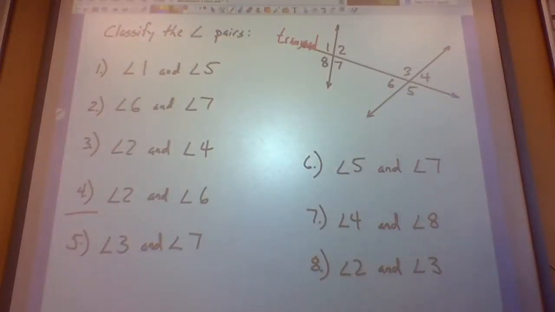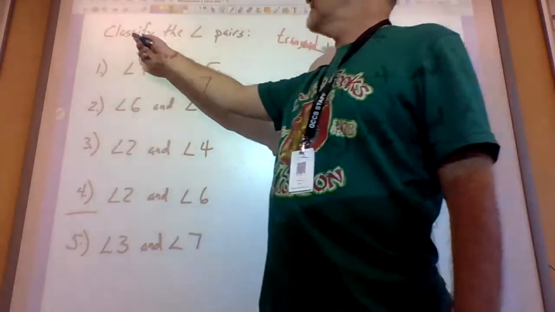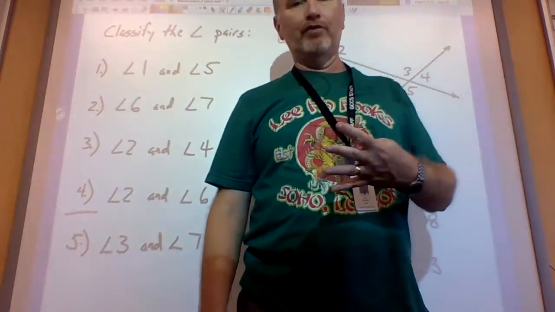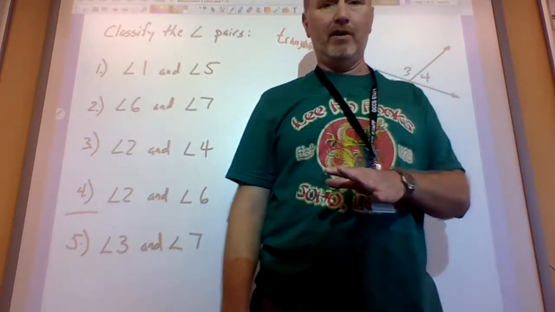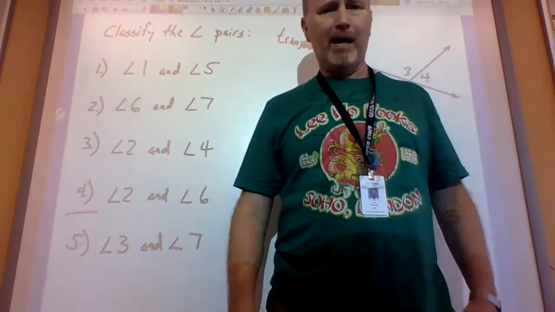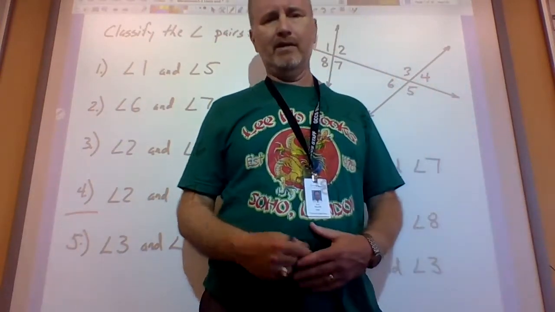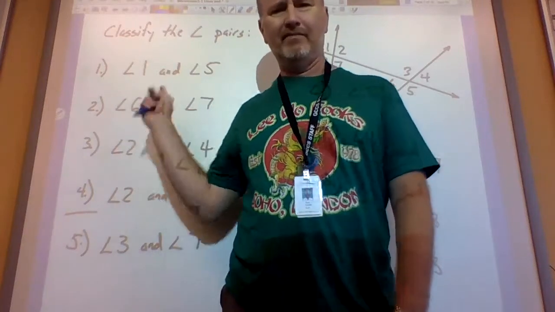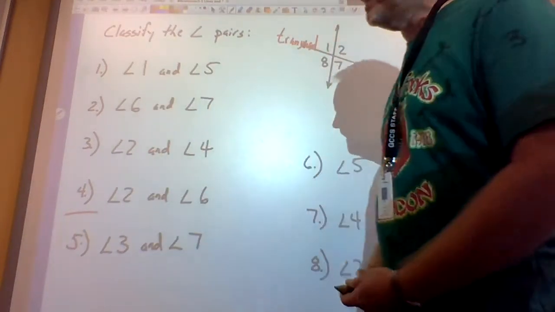All right, so first off, we're classifying the angle pairs. So which one of those 4 relationships that we just learned are these? I don't think I went back. Maybe on some of the other questions I might have gone back and got vertical angles and linear pairs, something like that. But I don't think I did on the first 4 that we're going to do. So let's take a look at the first one.